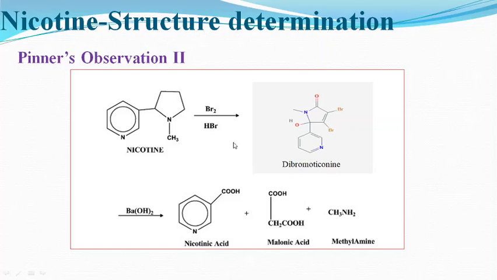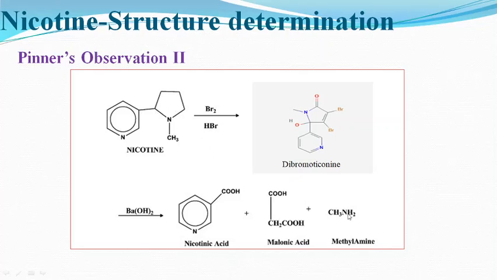Nicotine on treatment with bromine in the presence of HBr converts into dibromocotinine. In the structure of dibromocotinine, as you can see, at the third position of pyridine the pyrrolidine ring is attached, and here you can see the bromo derivative, OH, double bond, and methyl. On treatment of dibromocotinine with barium hydroxide, it forms 3 products: nicotinic acid, malonic acid, a 3-carbon compound, and methylamine. As you can see, 1, 2, 3, 4, 5. This is the 5-membered ring.